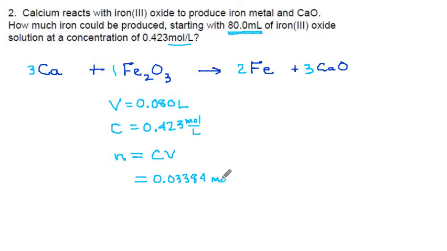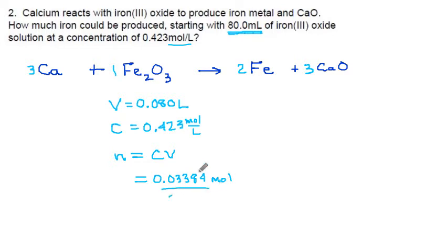0.03384 moles of iron oxide. So the moles of calcium will be 3 times this much. The moles of iron will be 2 times this much, and the moles of calcium oxide will be 3 times this much, and they want the iron, this. So the 1 to 2 ratio tells us the moles of iron will be twice as much as the moles of iron oxide.